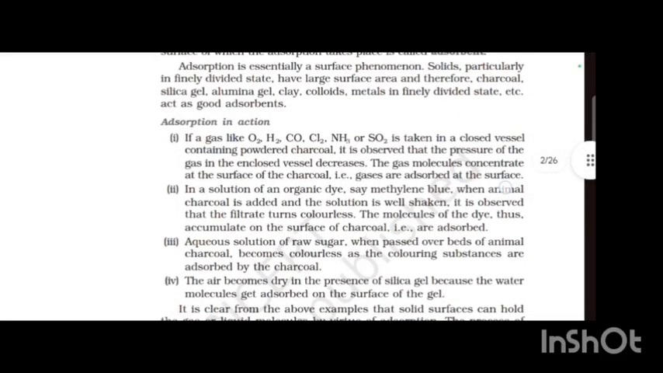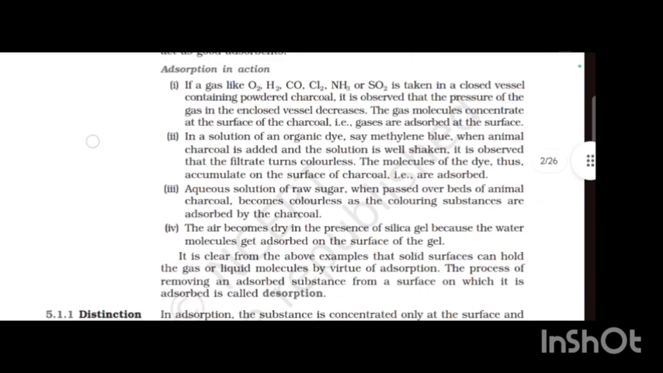Adsorption is essentially a surface phenomenon. Solids, particularly in finely divided state, have large surface area, and therefore charcoal, silica gel, alumina gel, clay, colloids, metals in finely divided state, etc. act as good adsorbents. Adsorption in action.